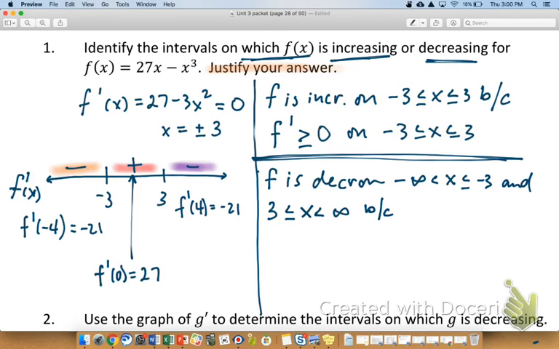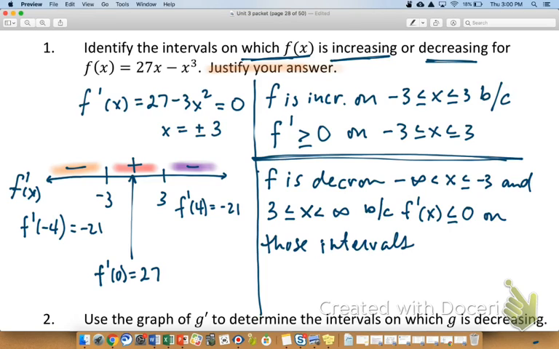So there's my answer, but what would my justification be? Because why? F prime of x is less than 0. Yeah. F prime is less than or equal to 0. And I'll just put on those intervals. I don't have to rewrite those. If I don't want to, I could just refer back to them as those intervals. Something like that.